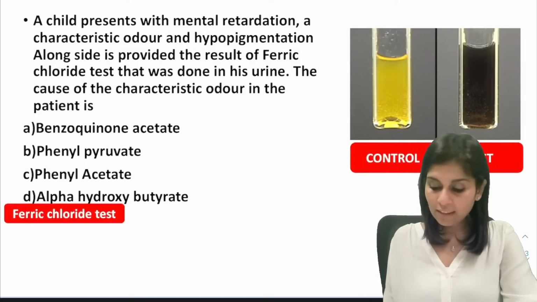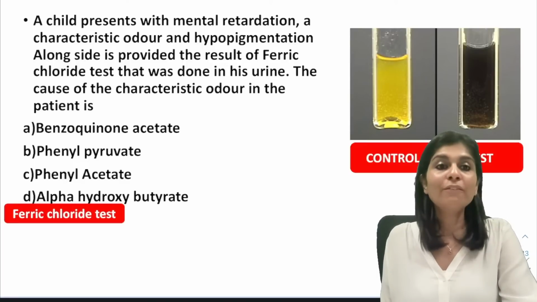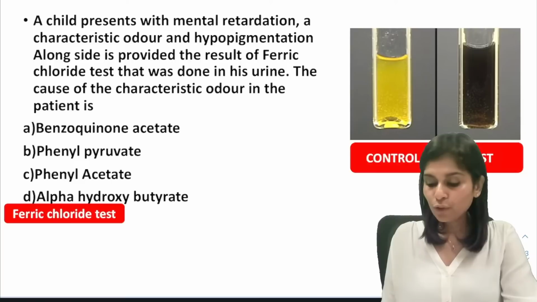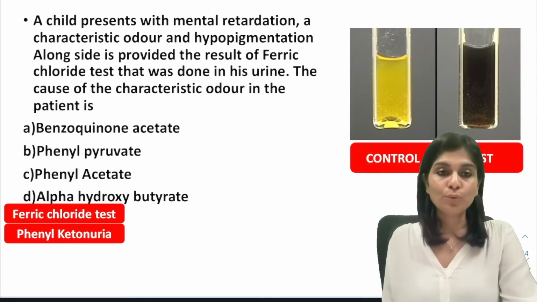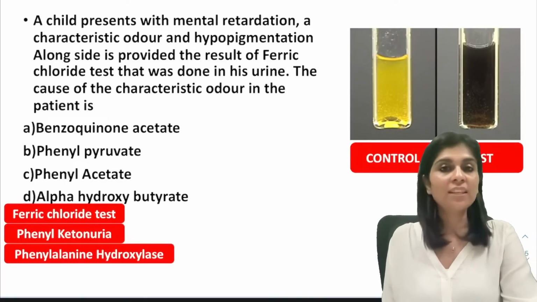So the summary is hypopigmentation, mental retardation, characteristic odor and ferric chloride test is positive. So you know the diagnosis is phenylketonuria, which is caused by the defect of phenylalanine hydroxylase.